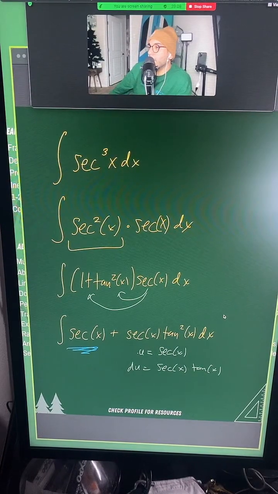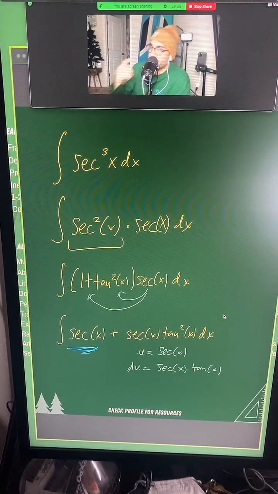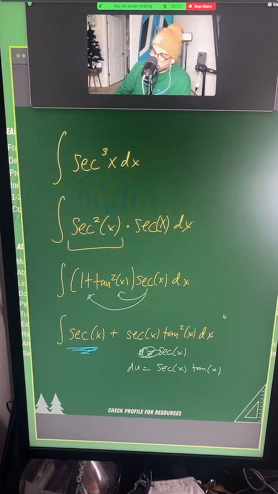Anyone else? Oh, I see Tyler's on the chat. Tyler, why don't you school us on this? What do you think? What should we do to this? So someone said rewrite tan squared x as what? Tyler's on the right track. We're going to use integration by parts. Definitely integration by parts. Okay, so let's go ahead and use integration by parts.